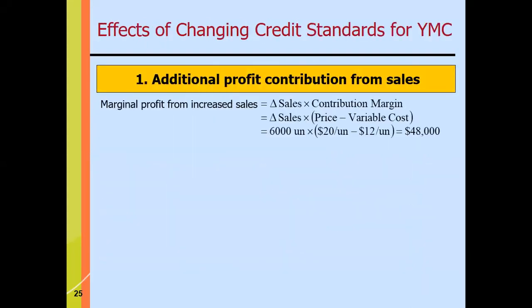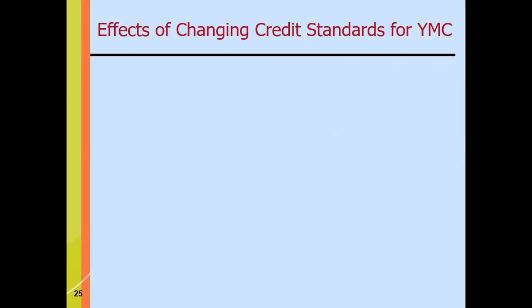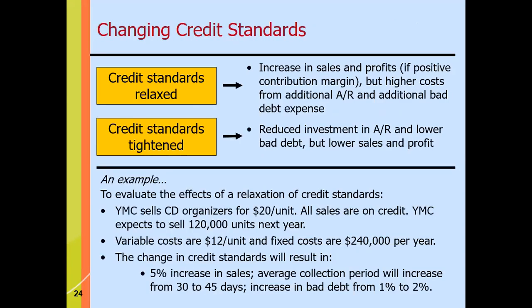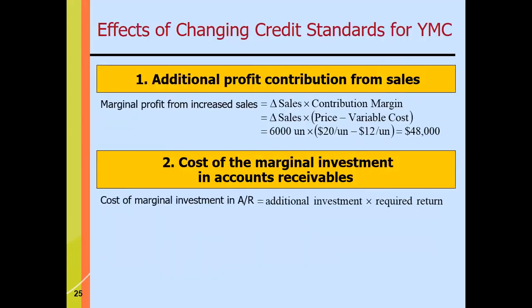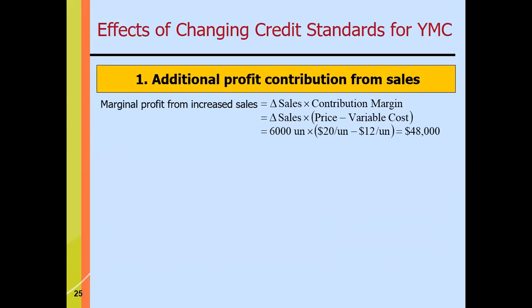Okay. Then what is the additional profit contribution from sales? Going back to our given, there's a 5% increase in sales. If we multiply that with 120,000 times 5%, we get 6,000. And then our price is $20 and the variable cost is $12 per unit each. So we get a marginal profit from increased sales of 48,000.